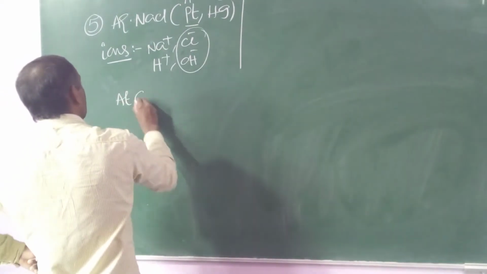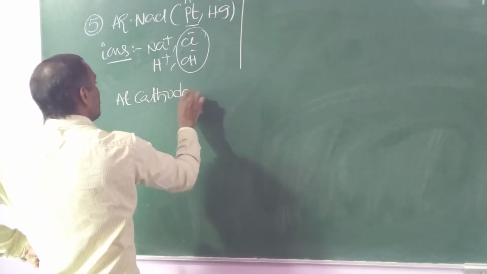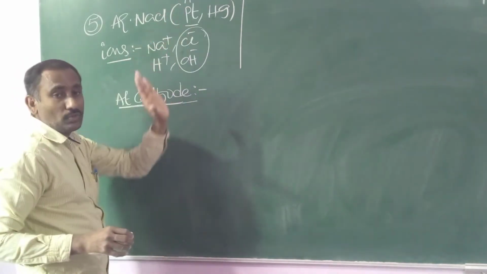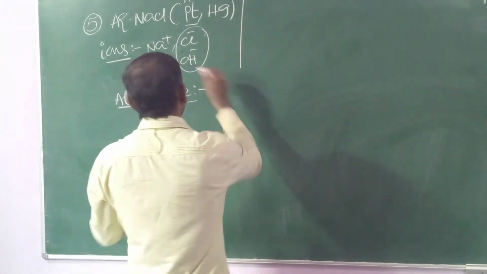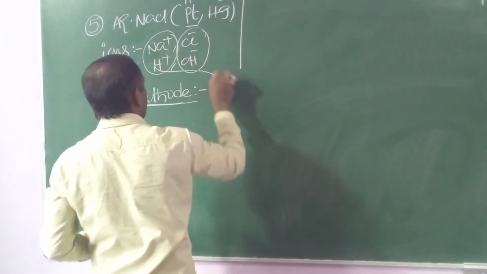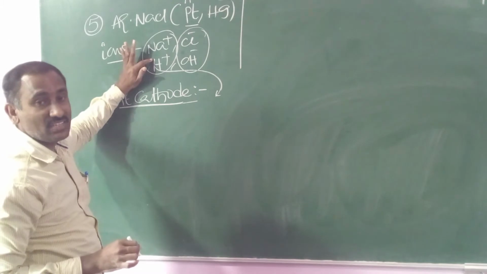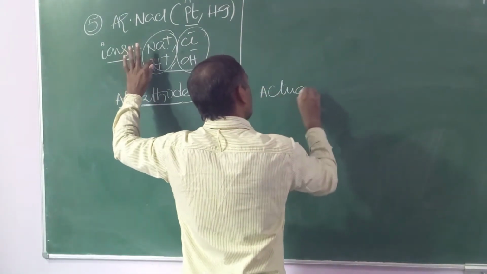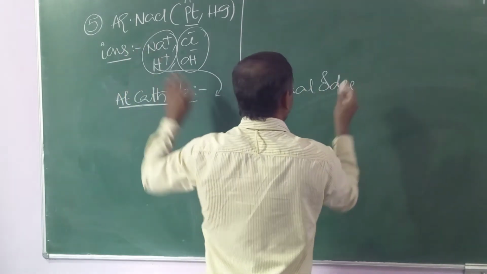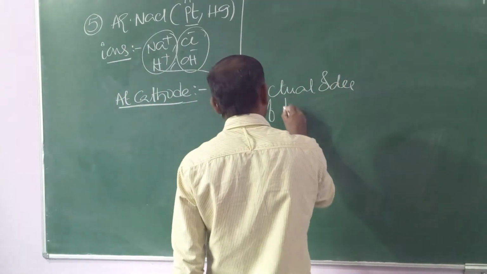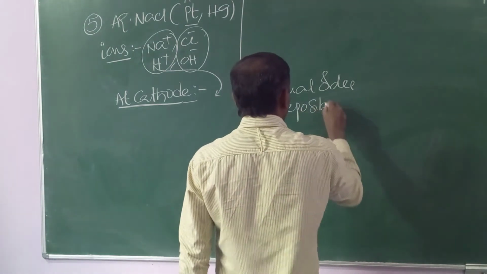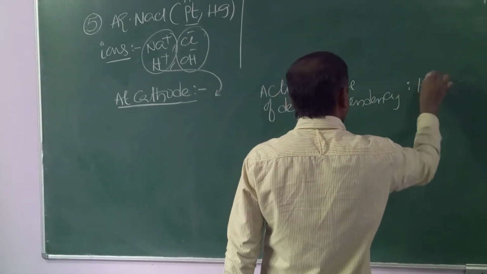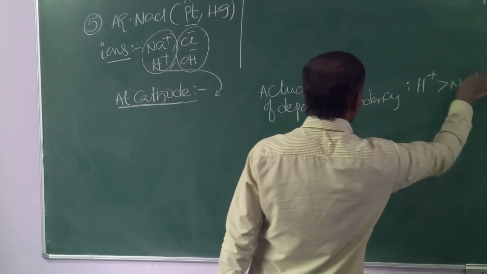Here the cathode is mercury. In the presence of mercury, what is the actual order? At the cathode, cations are involved in the reaction. So the actual order is the order of deposition tendency. Normally, H+ has more deposition tendency than Na+.